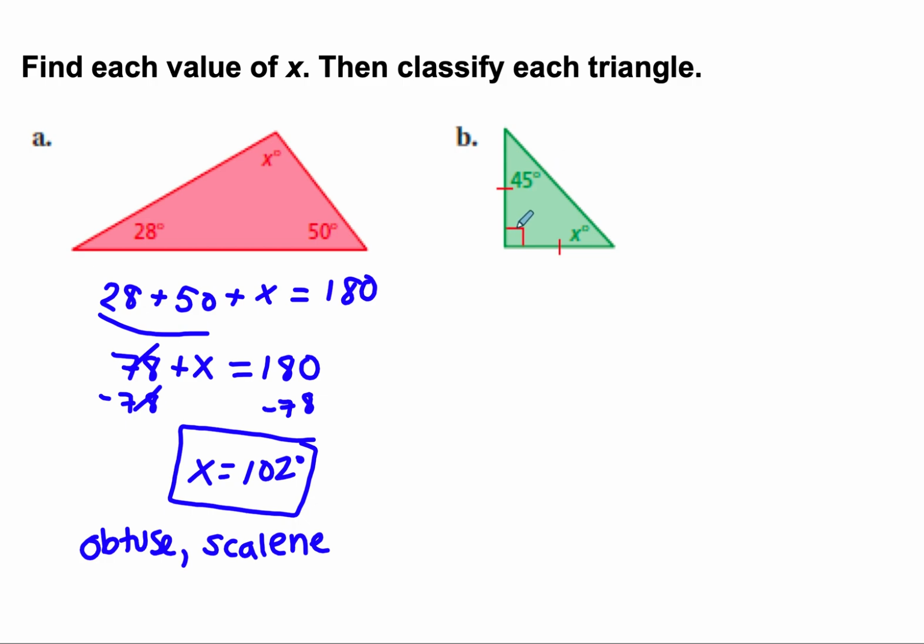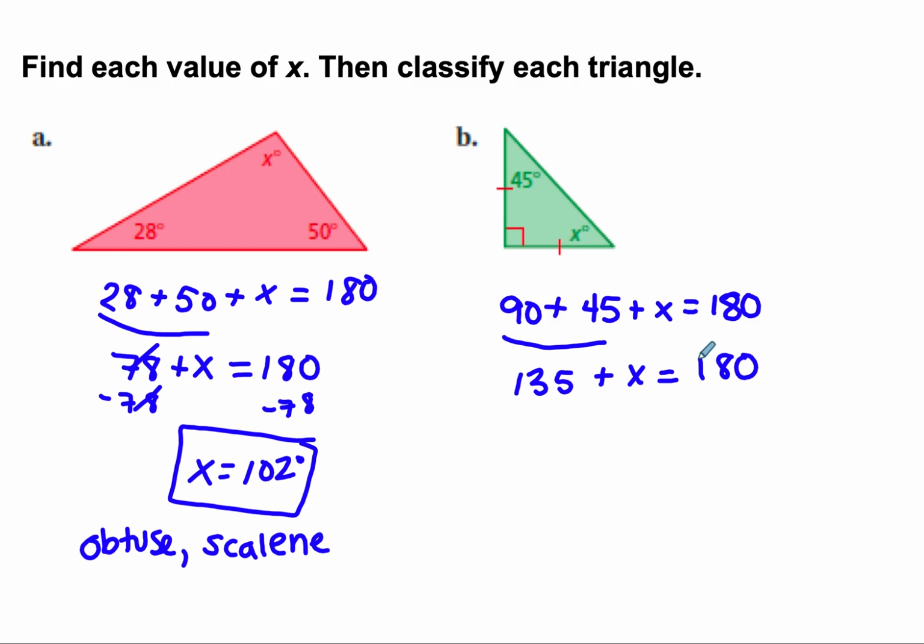So here we have a square marked in the corner. That means 90 degrees for that angle. We have one marked 45, and then we have this one that's x. So when we write our equation, we do need to write the 90 for the 90 degrees, plus the 45 that we know, plus the x, and that's going to equal 180. There are always 180 degrees in a triangle. We're going to combine the like terms that we have on the same side of the equation. 135 plus x equals 180.